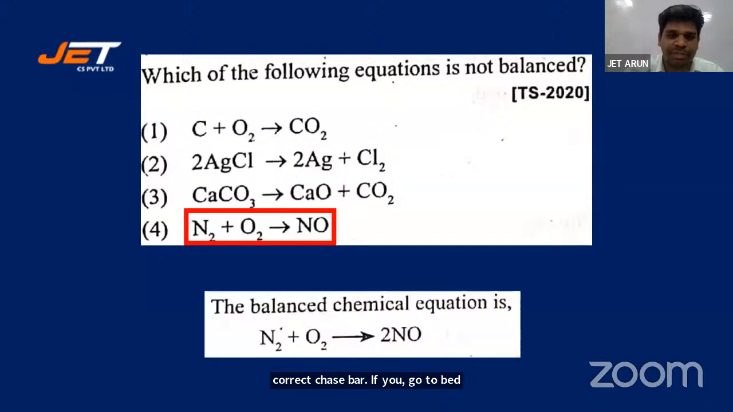All right. Let's go for the next one. Okay. The balanced chemical equation is N2 plus O2 gives 2NO. That's not balanced, but he has given the balanced equation. All right. Let's go for the next one.